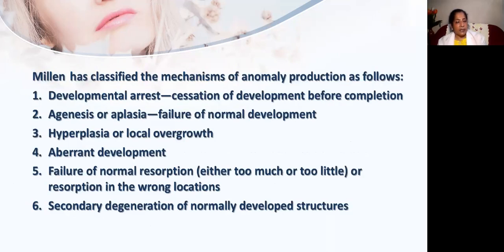So that was an overview of what Mullerian anomalies are. Millen has classified the mechanisms of anomaly production into 6 types: developmental arrest, cessation of development before completion; agenesis or aplasia, failure of normal development; hyperplasia, which means overgrowth; aberrant development; failure of normal resorption; and secondary degeneration of normally developed structures.